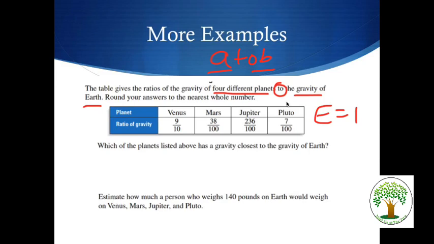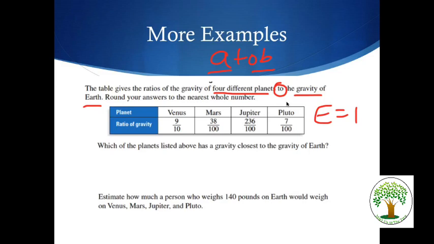Now, how did you decide which planet listed above has the gravity closest to Earth's? Because it's the smallest one. Well, 7 out of 100 is pretty small. But if it's the closest to 1, yes, 9 out of 10 is closest. These 9 and 10 are closest to each other. 38 and 100 are not close to each other compared to that. And 236 is definitely not close to 100. And 7 is not close to 100 at all.